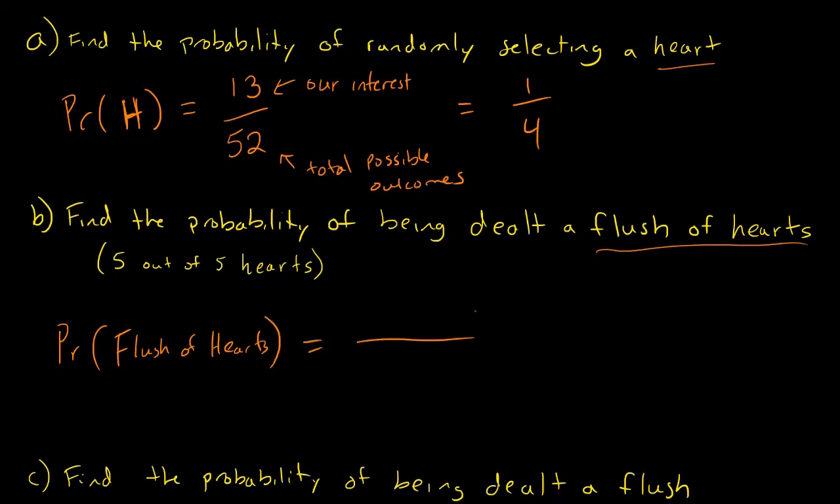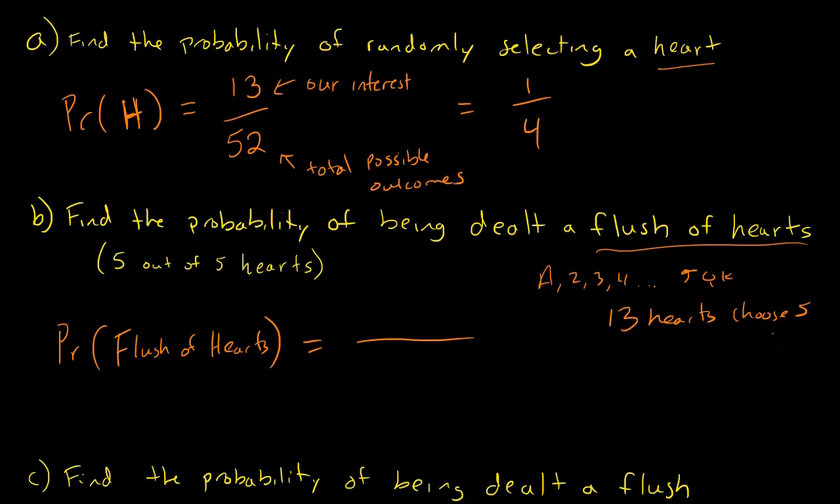Same thing in the numerator: we want to count the total number of ways that we can get a flush of hearts. Remember, there are 13 hearts in the deck, labeled ace, 2, 3, 4, up to jack, queen, king. In order to get a flush of hearts, you need to randomly select 5 of them. So you have 13 hearts, and you need to choose 5.